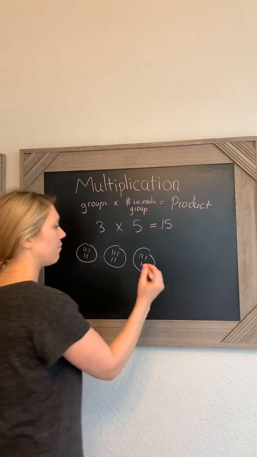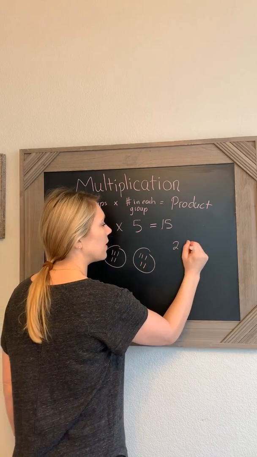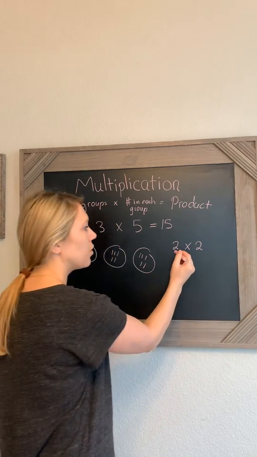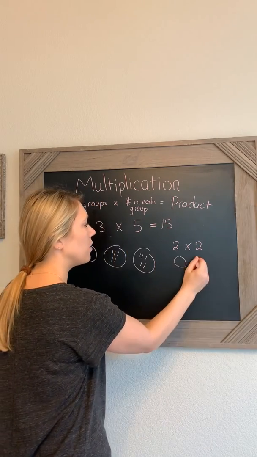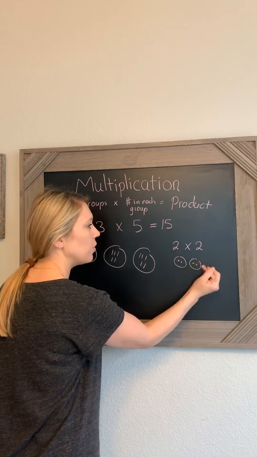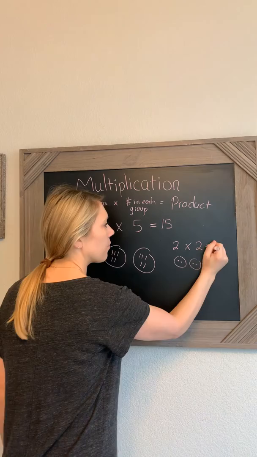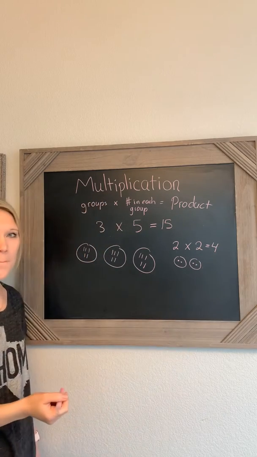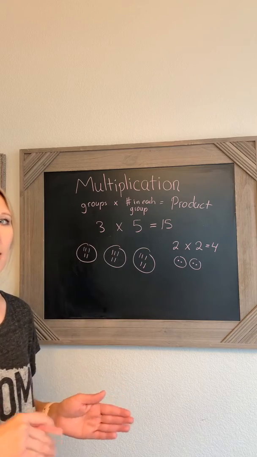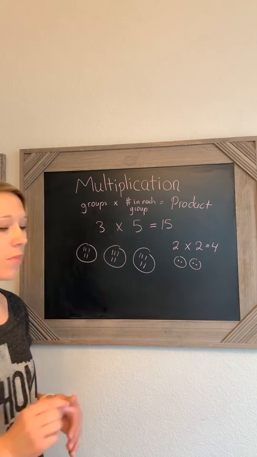Okay, here's another one. What if we do 2 times 2? 2 groups, 1, 2, 2 in each group, 1, 2, 1, 2, 2, 4. Okay, so when we're multiplying, remember groups times number in each group.